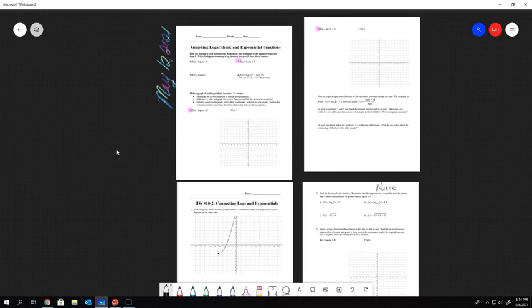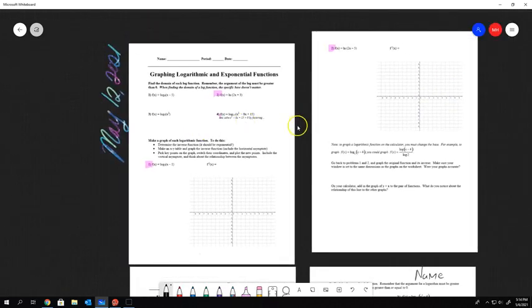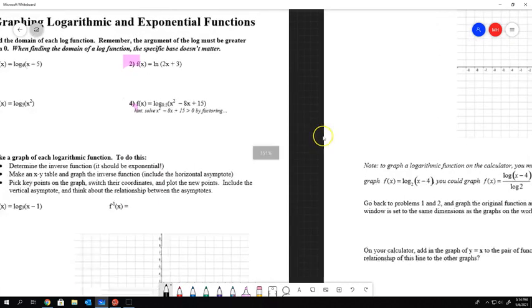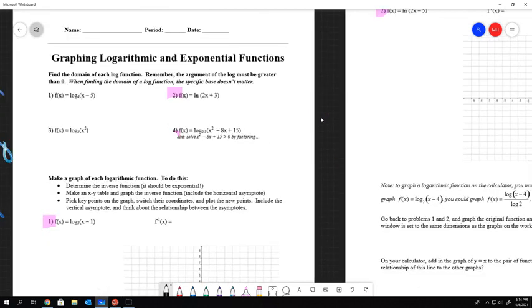We are still graphing logs and their inverses. So that's what we will be working on again today. Okay, so 1 through 4 says, find the domain of each function. Remember that the argument of the log must be greater than 0, and then when finding the domain, the base is not necessary. It doesn't really affect anything.